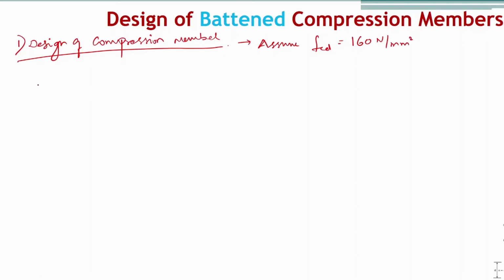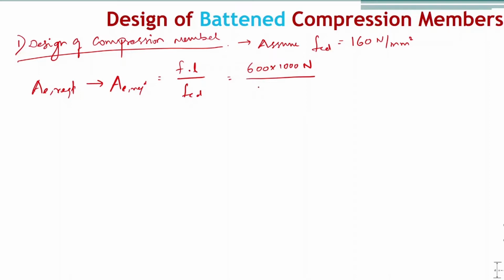Next, you need to calculate how much is the area required to withstand the applied factored load. So area required equals factored load upon assumed design compressive stress. Factored load is 6,600 kilonewton. So I have converted it into Newton by multiplying by 1000, upon 160 Newton per mm square. So the area required is 3750 mm square. If I convert it into centimeter, 37.5 centimeter square.